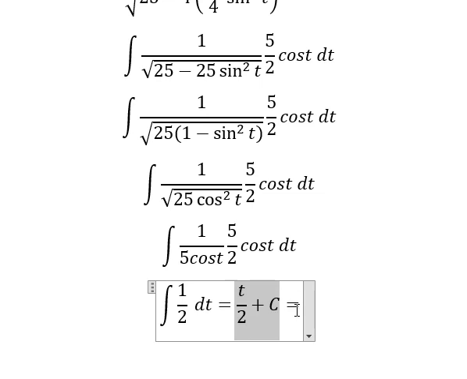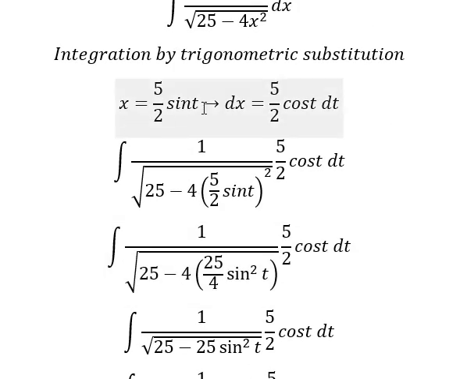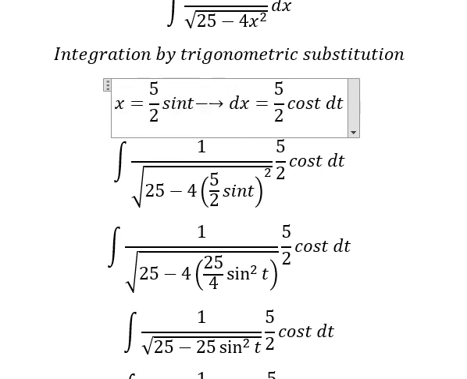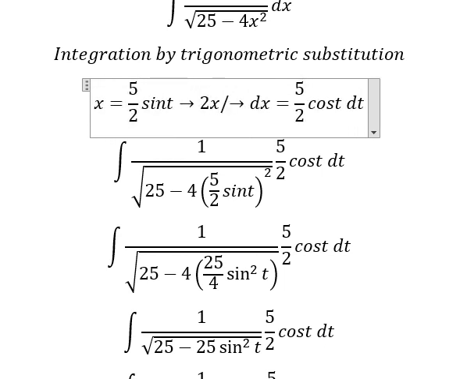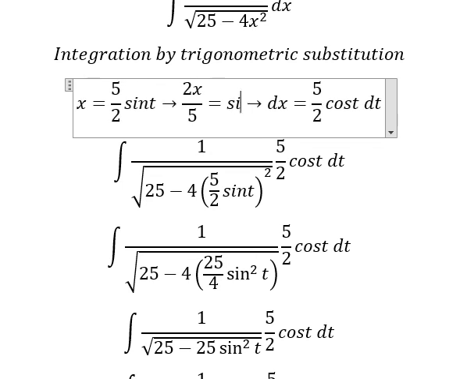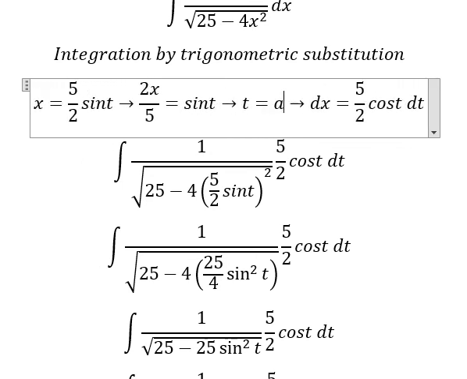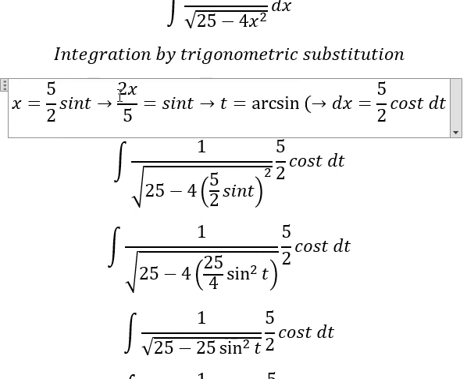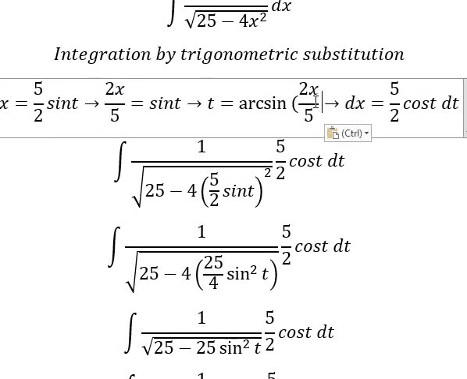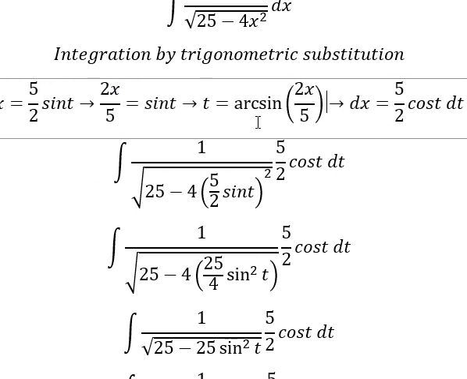About t, that is this one. So we need to divide both sides by 5 over 2. And you get 2s over 5 equals sine t. And you get t equals all of this one. And now we put this one in to change for t.